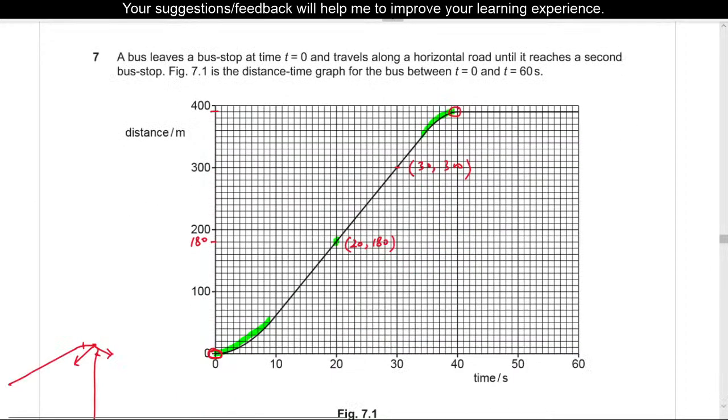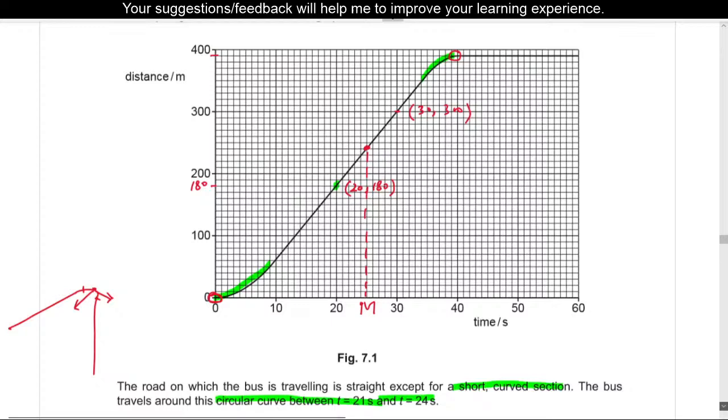So this is a straight line segment and you can mark anywhere. Suppose we mark here, and we have to mark the time, so we will draw a dashed line and we will mark here M. So this is the answer of the question.